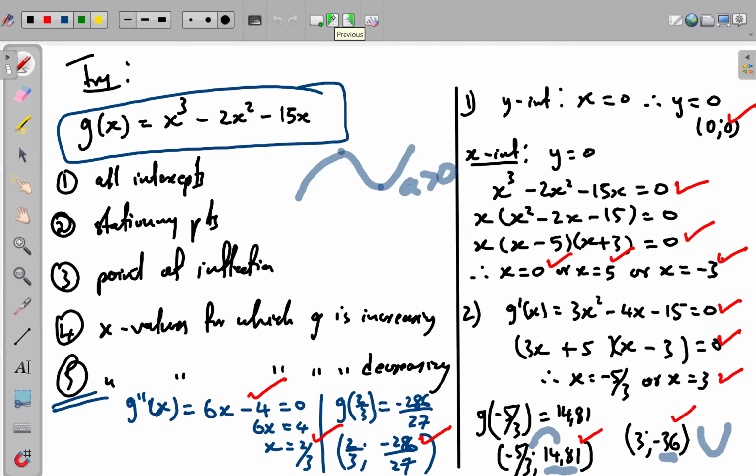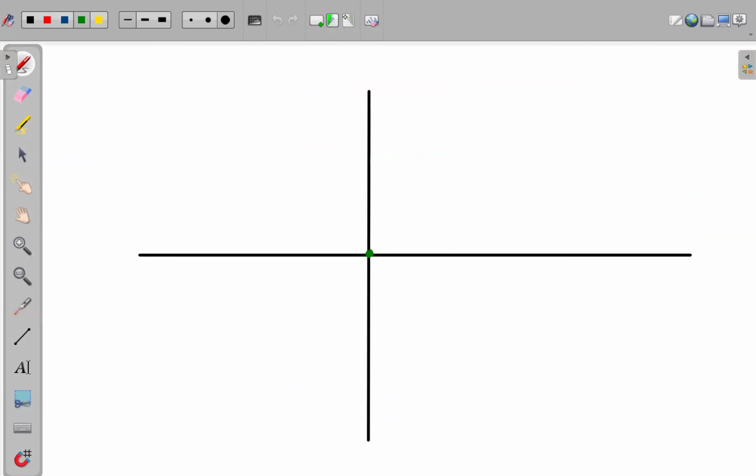And then we've got 5 and a negative 3. So negative 1, negative 2, negative 3, and a 5: 1, 2, 3, 4, 5. So whatever happens, this graph has to cross those 3 points on the x-axis.